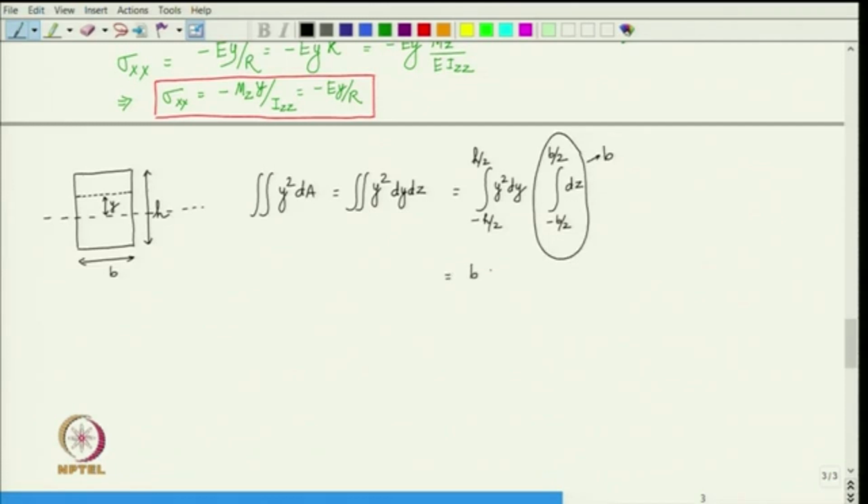So, what we have is b times integral y square dy from minus h by 2 to h by 2, and this then becomes b over 3 y cube from minus h by 2 to h by 2, and that is again b over 3 into 2 into h by 2 to the power whole cube, right, and that is finally 1 by 12 b h cube. So, that is your I z z for a rectangular cross section.